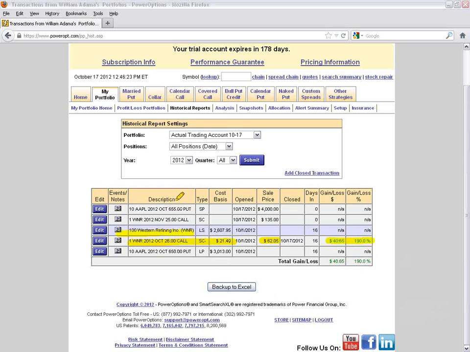Now, this is mixed in with our other open positions. I can toggle here. We're in the historical reports. We have all positions. I can just look at realized gain or loss or unrealized gain or loss. But this is looking at the portfolio, the open and closed positions as a whole. And so all my closed positions will have a gain or loss listed, and then we'll have NA for those that are still open. If I want to view the WNR position and where I stand right now in a different view, I'll go to the analysis.